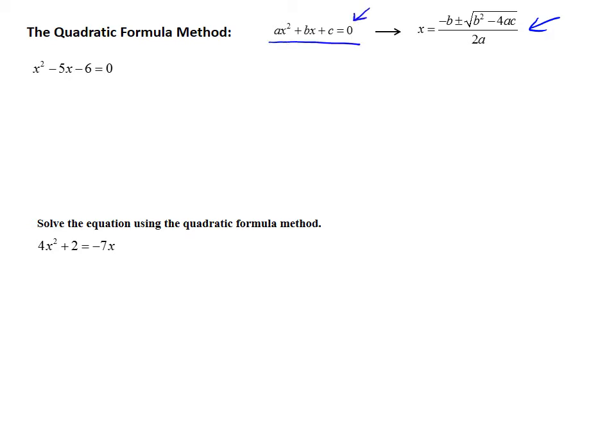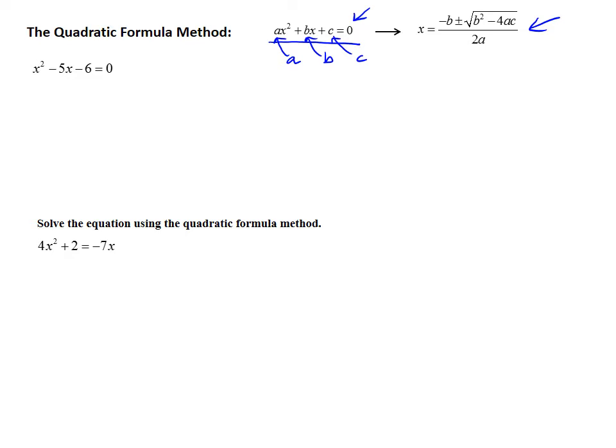To do that, we need 0 on one side of the equation. The values we're going to need will be the coefficient of the x squared term, which we call a, the coefficient of the x term, which we call b, and then the constant term, which we call c. Let's look at an example, x squared minus 5x minus 6 equals 0.